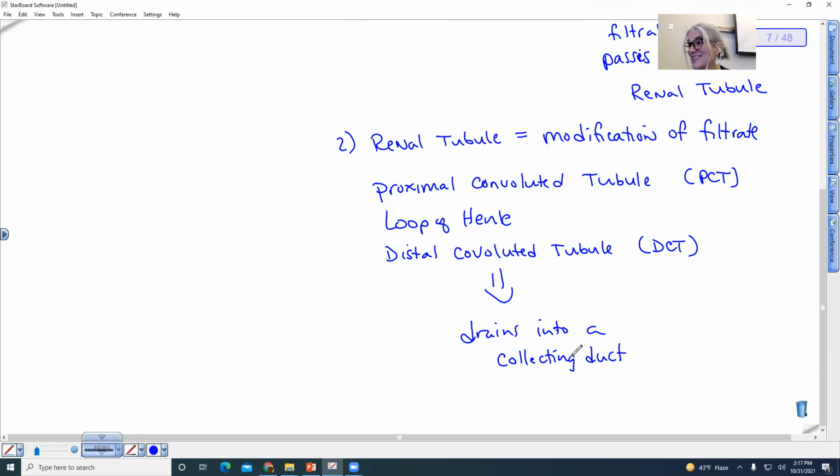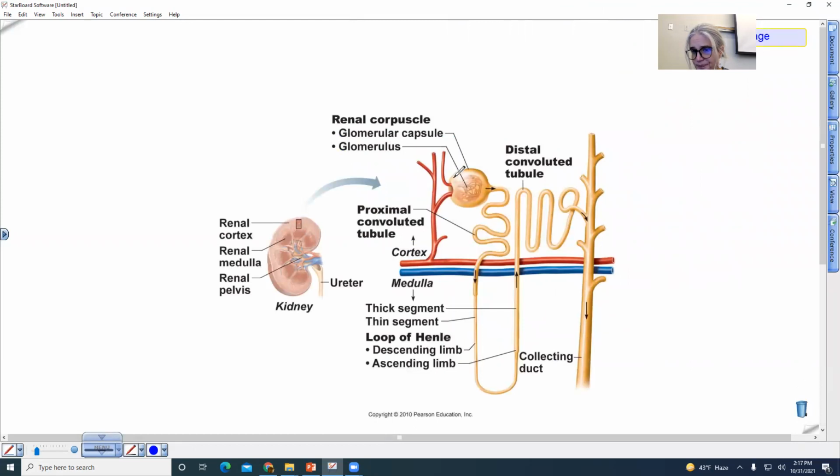So let's look at what this looks like in a diagram. This is actually where it is located, in the renal cortex. You remember the renal cortex histologically looks different than the renal medulla. The cortex has the renal corpuscle. Here's the capsule around the glomerulus. The glomerulus is a specialized capillary bed that produces the filtrate. The capsule catches it, and then it carries it into this renal tubule.